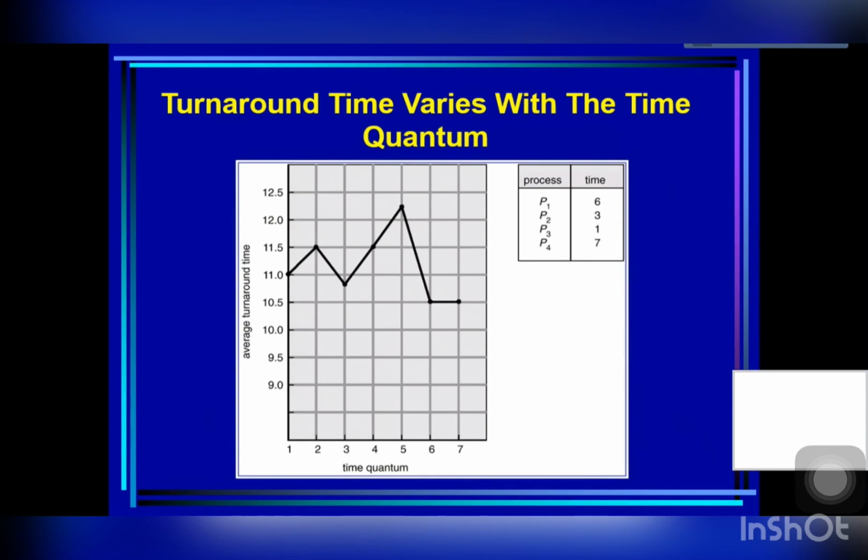Turnaround time also depends on the size of the time quantum, as we can see from this figure. The average turnaround time of a set of processes doesn't necessarily improve as the time quantum size increases. In general, the average turnaround time can be improved if most processes finish their next CPU burst in a single time quantum. For example, given 3 processes of 10 time units each and a quantum of 1 time unit, the average turnaround time is 29. If the time quantum is 10, however, the average turnaround time drops to 20. If context switch time is added in, the average turnaround time increases even more for a smaller time quantum, since more context switches are required.